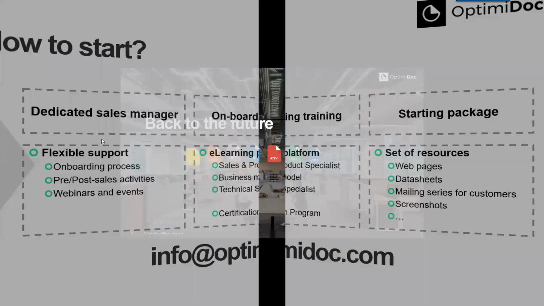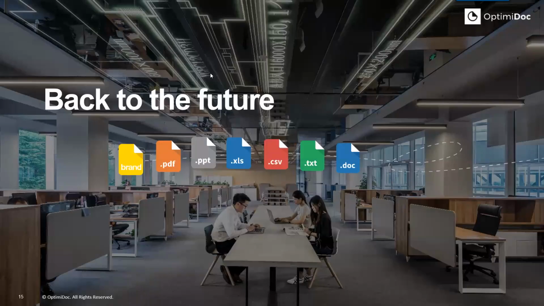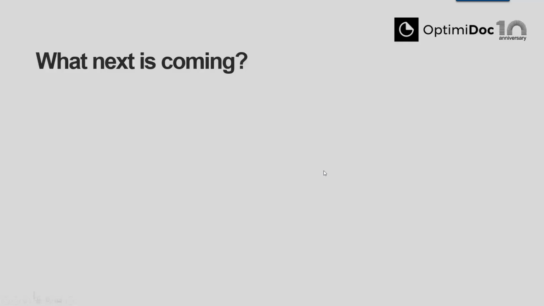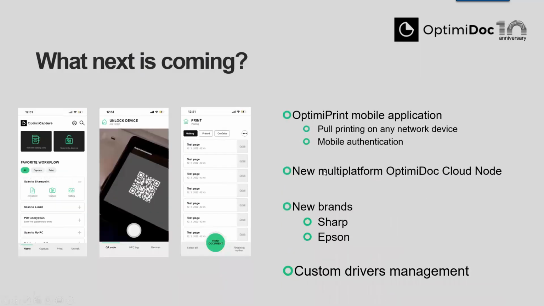Maybe I would like to share with you some information from the future. So what we plan within Q2 this year is to bring the mobile application for printing, full printing on any network device, authentication through the mobile, NFC tags, QR codes, or authorized from the list of the devices.